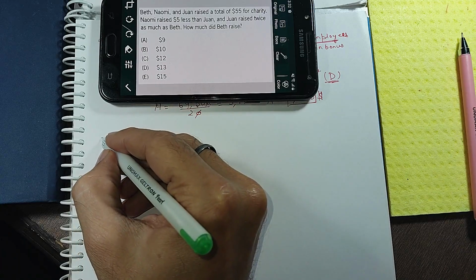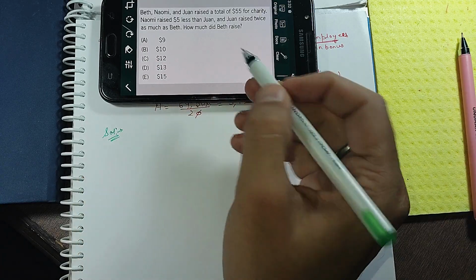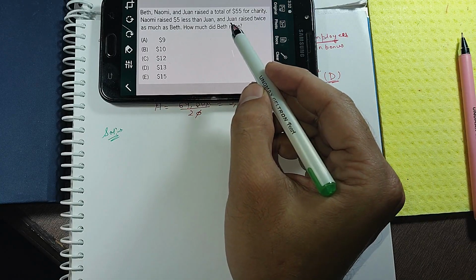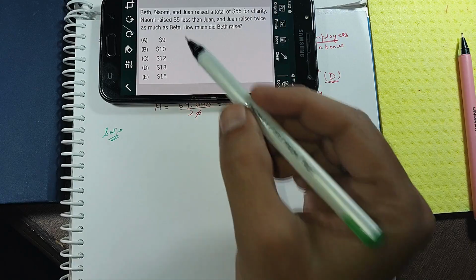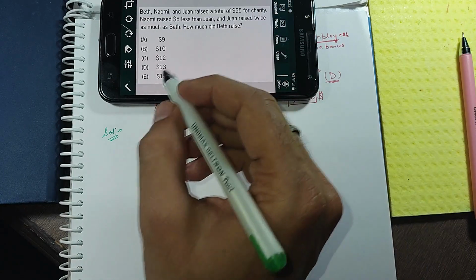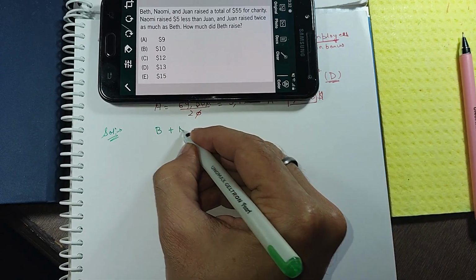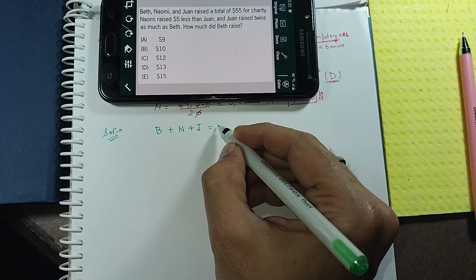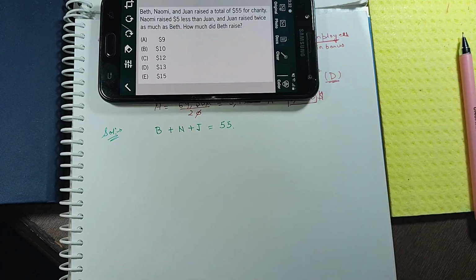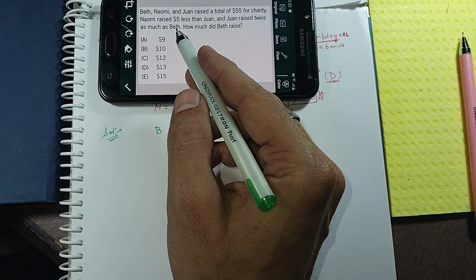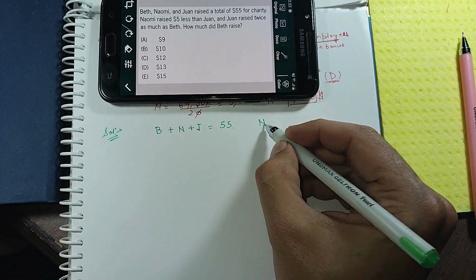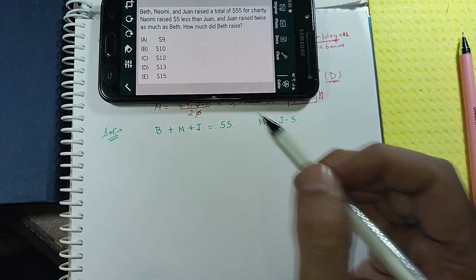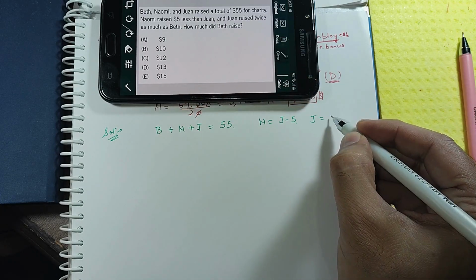Beth, Naomi and Yuan raised a total of $55 for charity. Naomi raised 5 less than Yuan, and Yuan raised twice as much as Beth. How much did Beth raise? So let us suppose their contributions be B, N and J. Since the initials are different alphabets, we can assign them their individual contributions. So this totals up to $55. Now we have been given that Naomi raised 5 less than Yuan. So that means Naomi raised J minus 5. Right? Now Yuan raised twice as much as Beth. So Yuan raised twice as much as Beth.